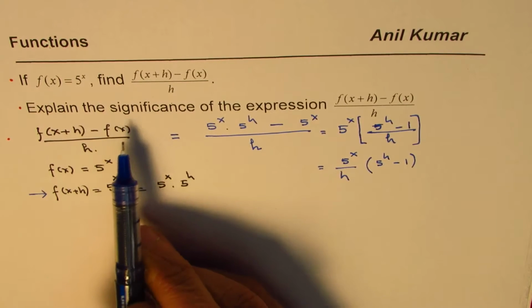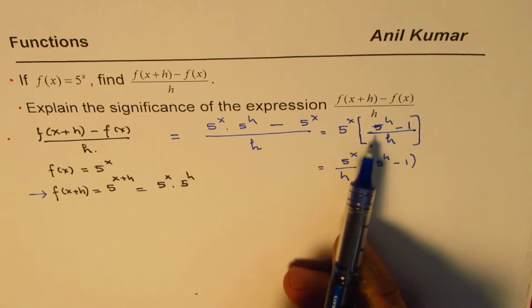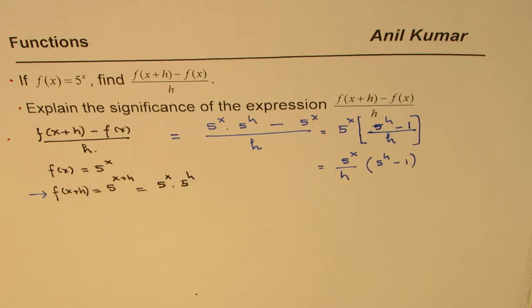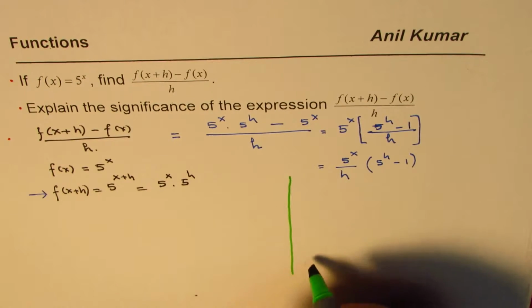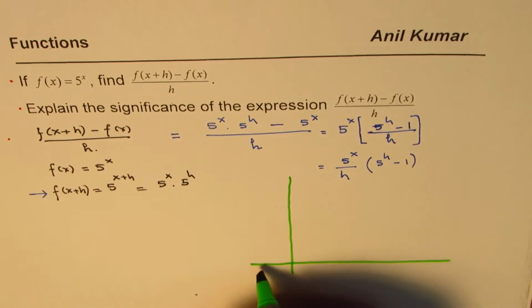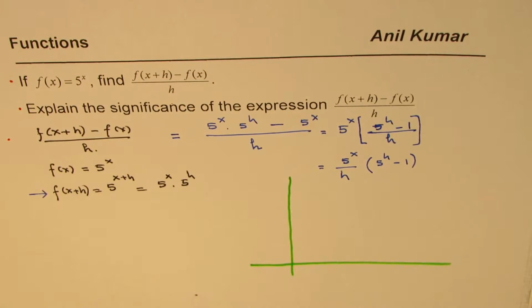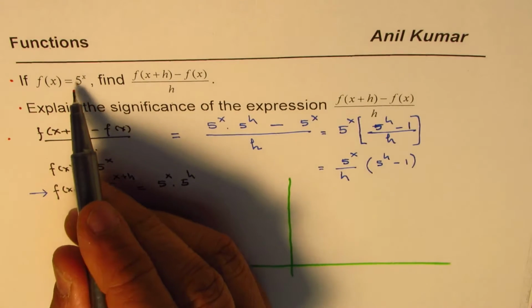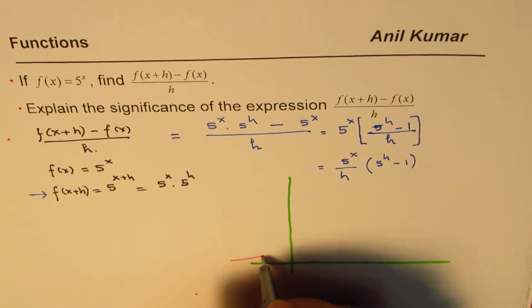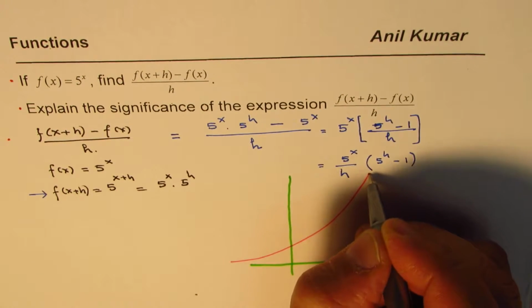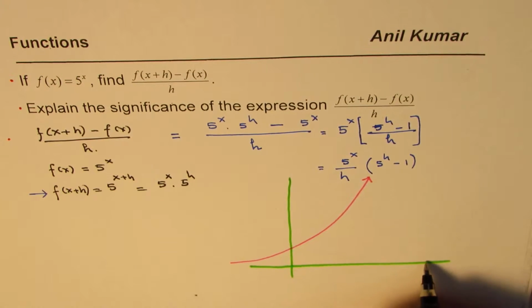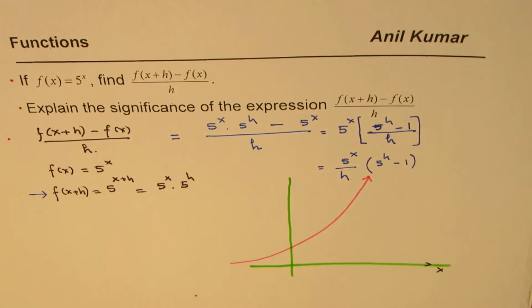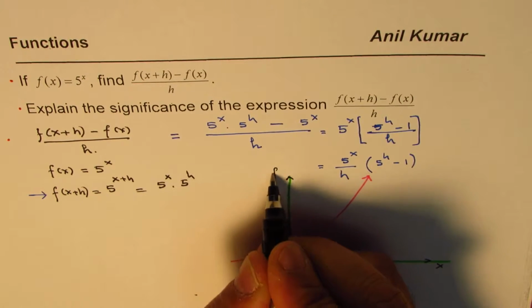Now the second part is, what is the significance of this expression? Let's try to understand that. So let's go back to the basics. The graph of the function 5 to the power of x, how will that look? 5 to the power of x is an exponential graph, which will be kind of like this, right? So that is a graph which represents 5 to the power of x. Let's say this is f of x.